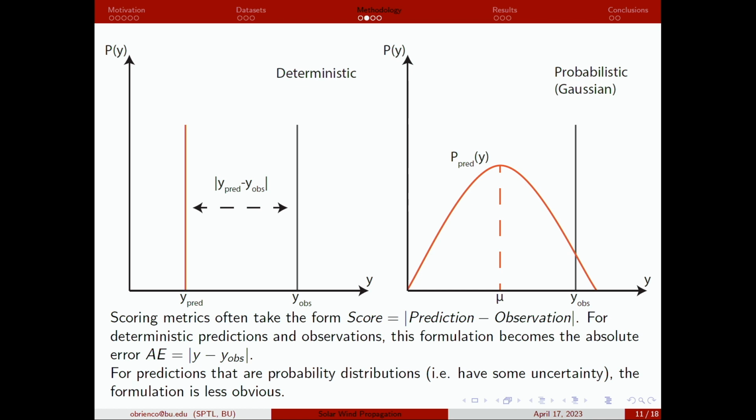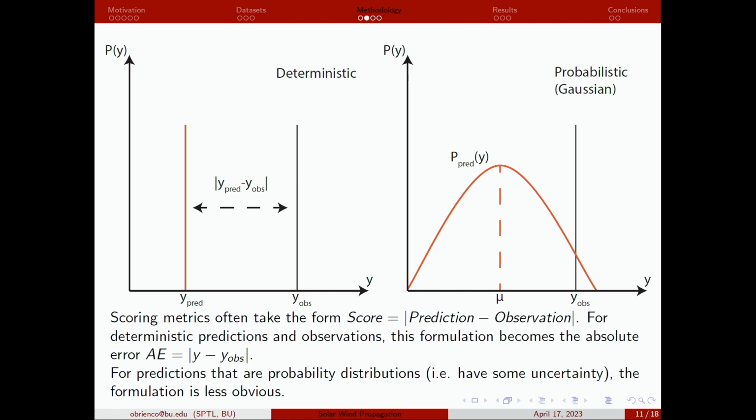In order to train this network, one of the limitations of non-deterministic algorithms is the fact that it can be difficult to select a loss criterion. As you can see, scoring metrics usually take the form score equals prediction minus observation, to use words, right? For deterministic predictions and observations, this formula becomes the absolute error. Learned it in grade school, right? So that's what you can see on the left here, y observation minus y prediction.